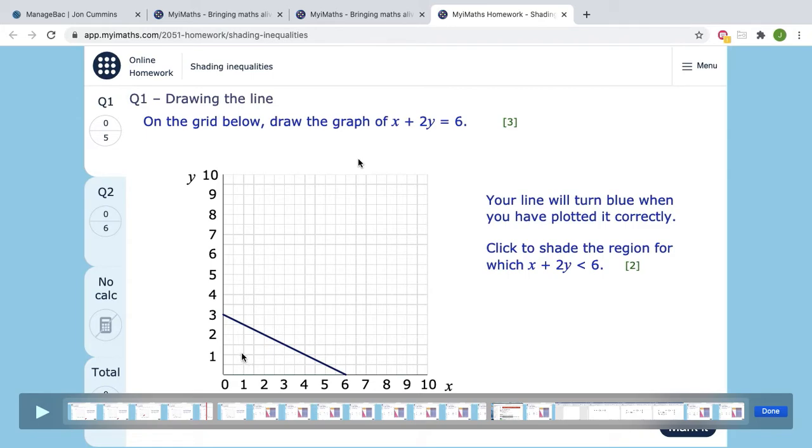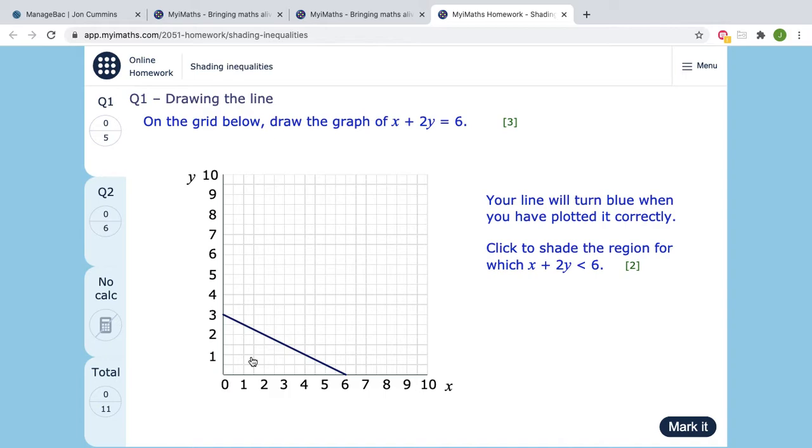And you can figure out which side is the right side for that by considering a specific value. So for example, at the point (1, 1), you've got x equals 1 and y equals 1. So x plus 2y is going to be 1 plus 2, which is 3, and 3 is less than 6. So it's the region under the line where x plus 2y is less than 6. So let's just click that, and it's shaded. So we're going to mark that, and that's correct.